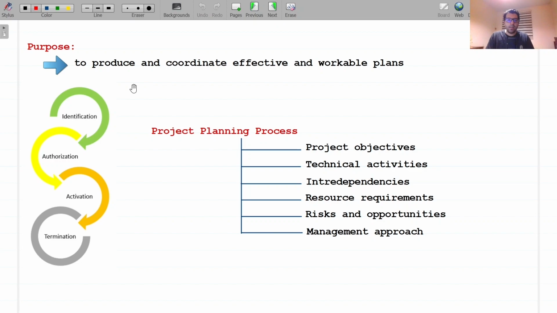As stated in ISO IEC IEEE 15288, the purpose of the project planning process is to produce and coordinate effective and workable plans. Project planning starts with the identification of a new potential project and continues after the authorization and activation of the project until its termination.